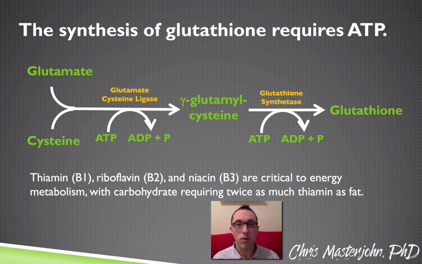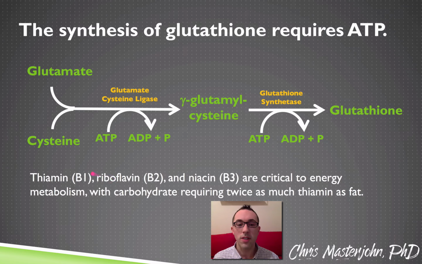If we have a poor rate of glutathione synthesis, it could be for all the reasons that we talked about before involved in the regulation, or it could just be that we don't have enough energy. And there are metabolic and hormonal factors that are going to affect energy status, not just micronutrients. However, as indicated on the screen, there are 3 B vitamins that are critical to energy metabolism.